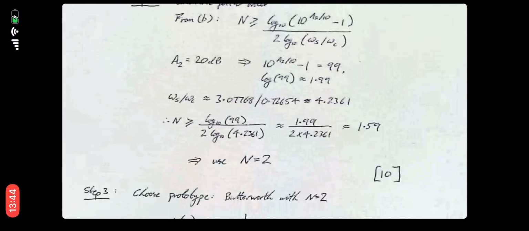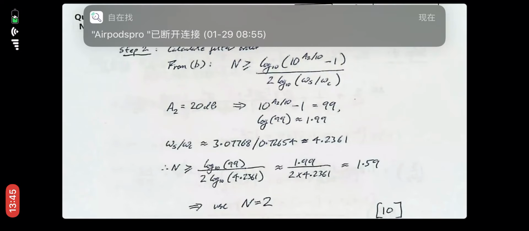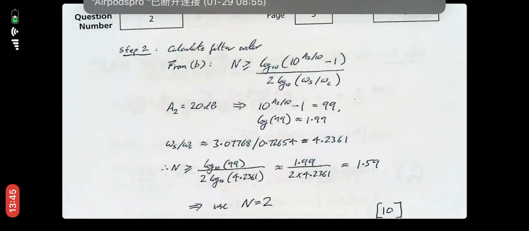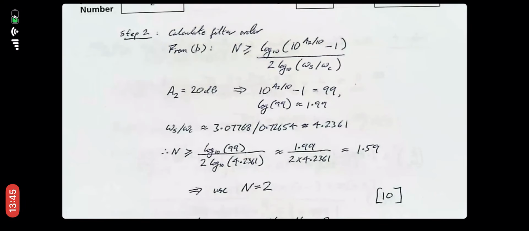So step 2, we need to calculate the filter order. In particular, we've got this formula, which includes this A2, which is our stop band attenuation. We've got omega S over omega C, which is the 2 frequencies we've just calculated in the analog domain. We need to calculate the filter order for this one. Calculating that gives us 10 to the A2 over 10, so that's about 99. Log of that is just under 2. This ratio gives us about 4.2 here. Calculating out the formula gives us order greater than 1.5. So we need to use filter order 2. That one gets us about 10 marks for doing that bit.